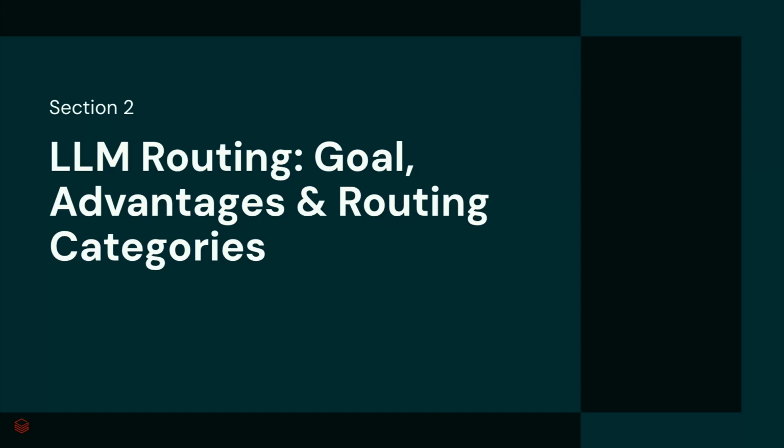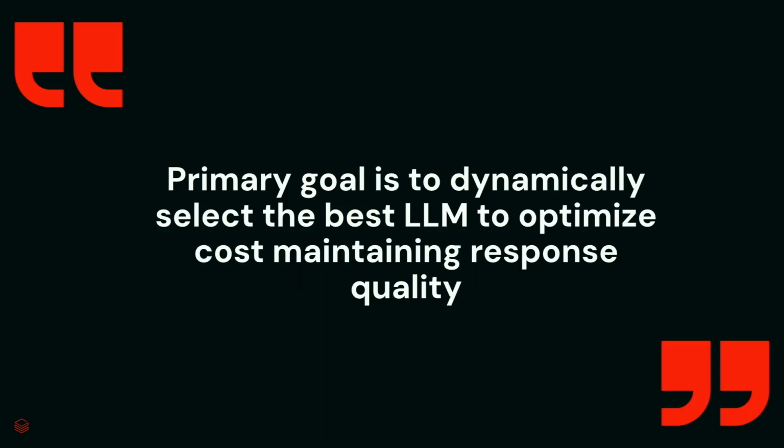Now let's come to the second section where we are talking about the goal of the routing, what are the advantages and categories. So the primary goal of your LLM router is that you want to optimize cost, but you do not want to compromise on the user quality. You still want to maintain it. You want to make sure that the users are still having a good experience, but the cost is lower.